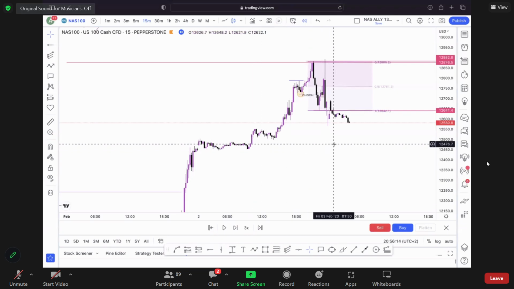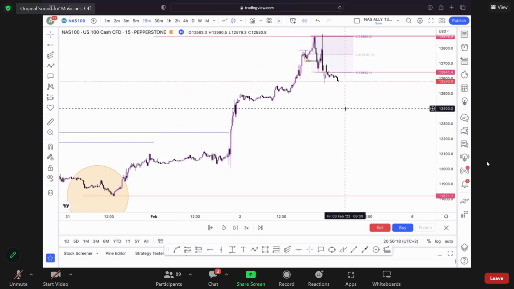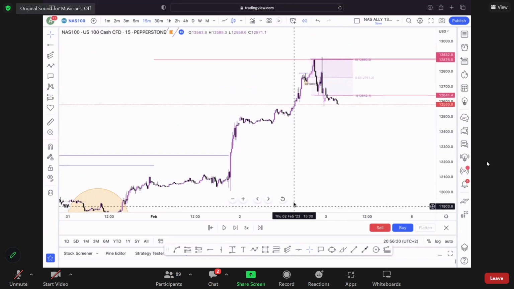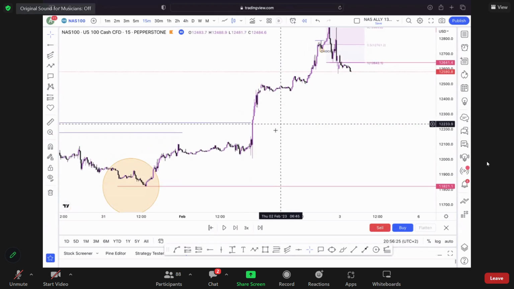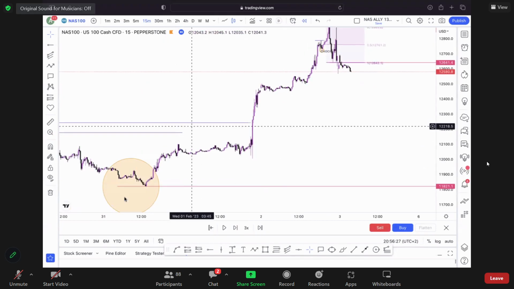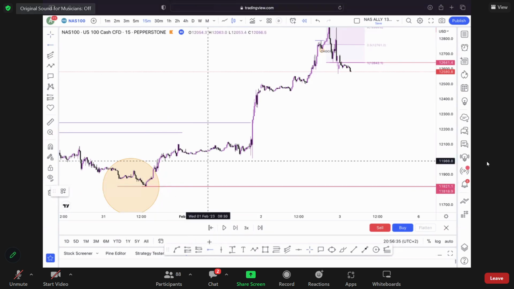Now I'll tell you why I say that. Can you all agree with me that if we look at our 15-minute structure, this over here was the lowest the market went?